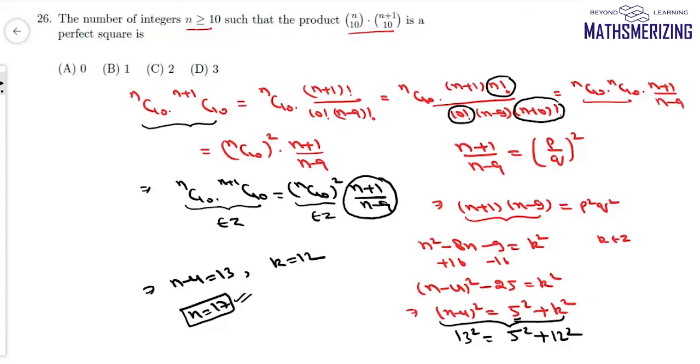If I take n equals 17, then this n plus 1 upon n minus 9 will be simply 18 upon 8, which is 9 by 4, which is 3 by 2 whole square. So it is a perfect square, but it is a perfect square of a rational number, which is not an integer. So the answer to this question, the number of integral values of n, is simply 1. That's your option number B.